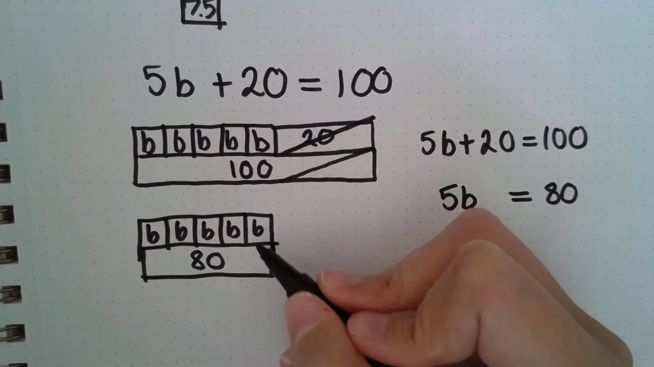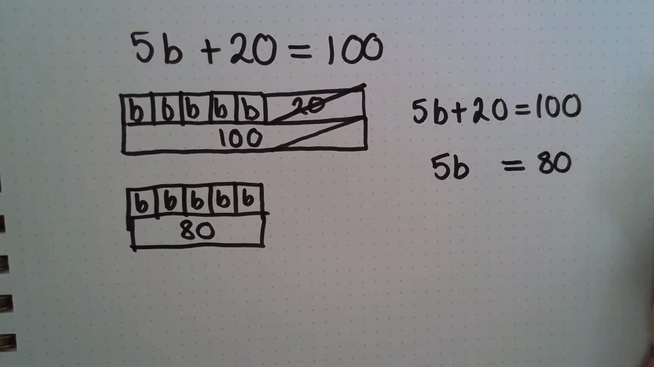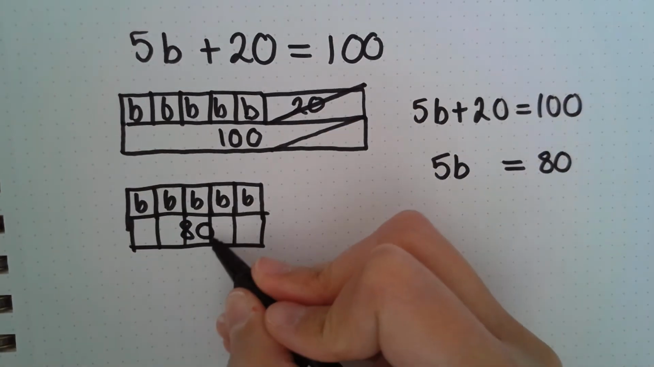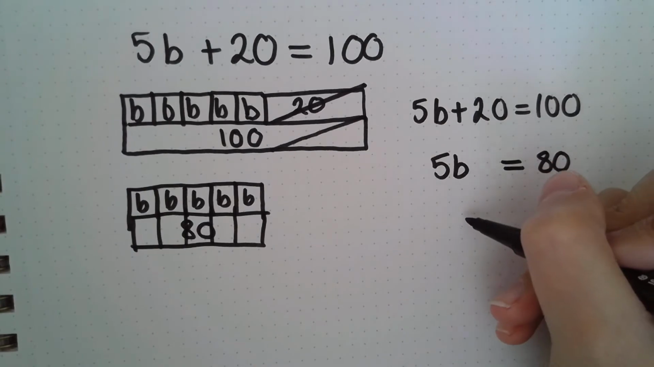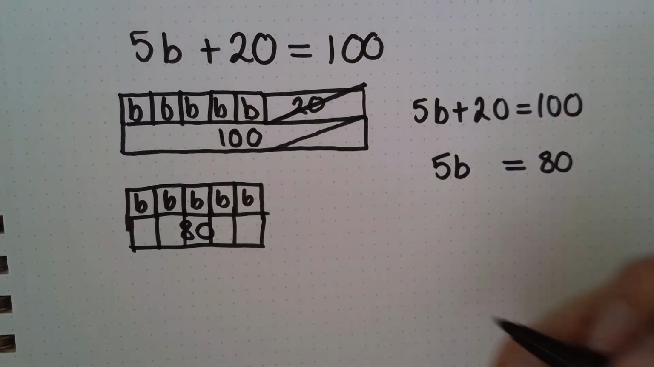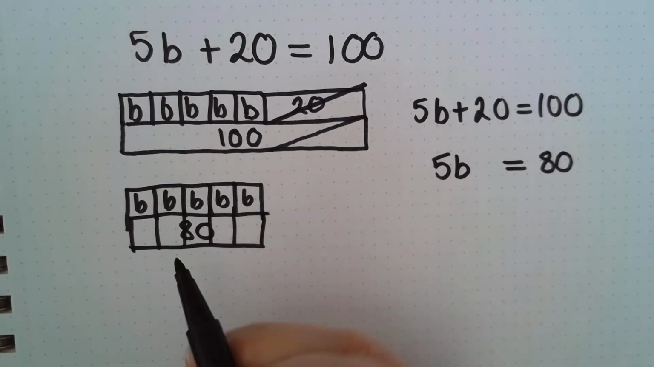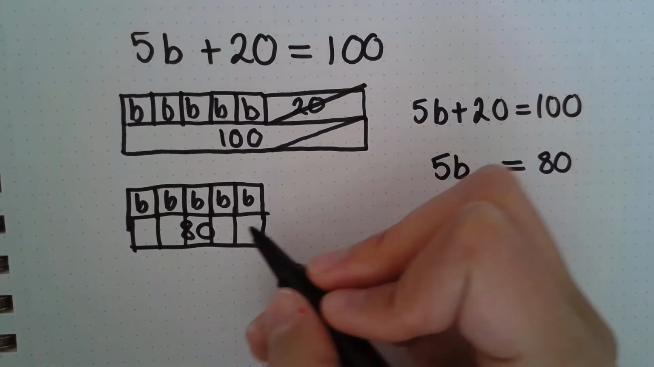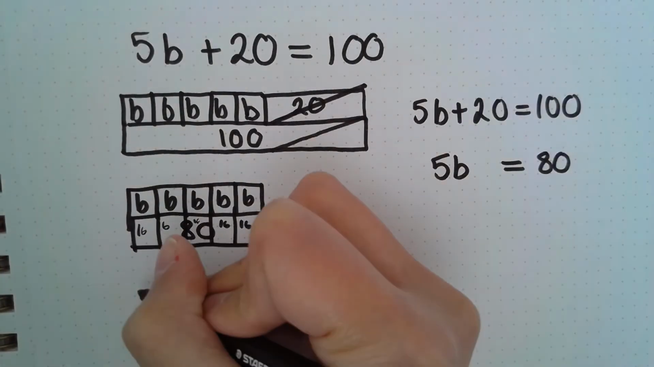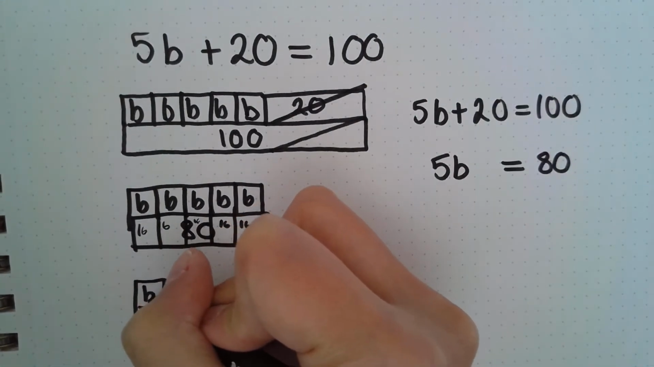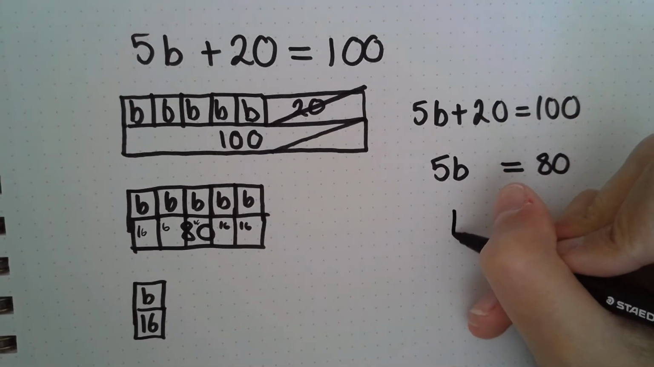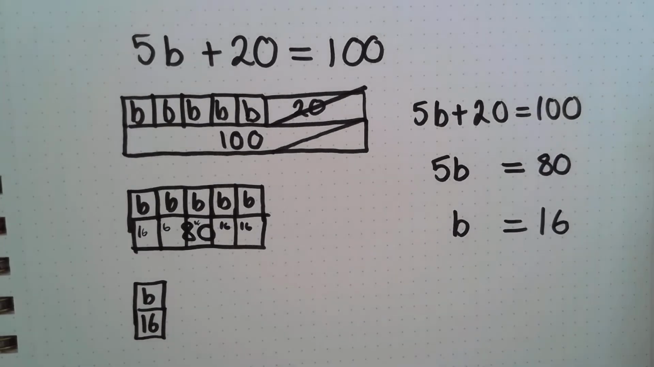Okay, I want to find the value of 1b, not 5 b's. So I want to split that 80 into 5. So I need to do 80 divided by 5. You can use a calculator. 5 into 50 is 10, and then 5 into 30 is 6, so it's 16. So each of these boxes would be 16. Okay, so we end up with that 1b, one box, is equal to 16. So over here we know that b is equal to 16.